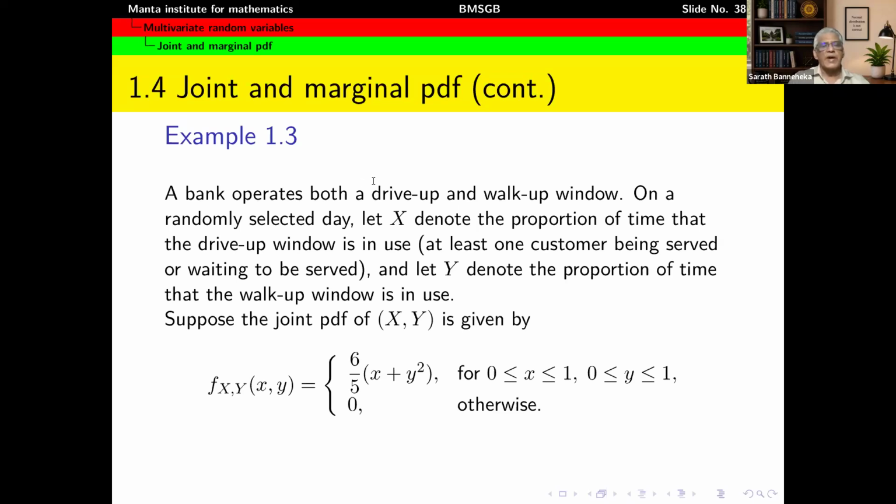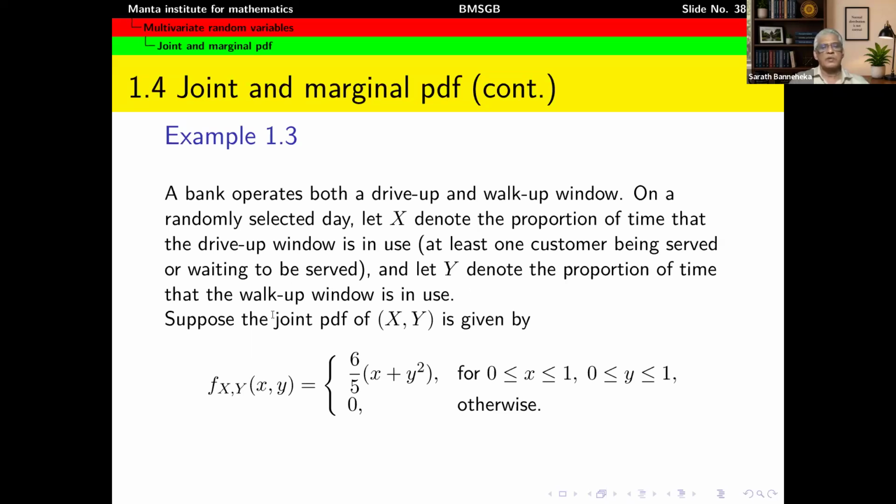A bank operates both a drive-up and walk-up window. On a randomly selected day, let capital X denote the proportion of time that the drive-up window is in use. That means at least one customer being served or waiting to be served. And let Y denote the proportion of time that the walk-up window is in use. So both X and Y are certain proportions, right?